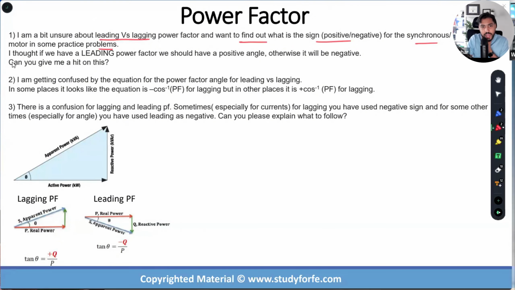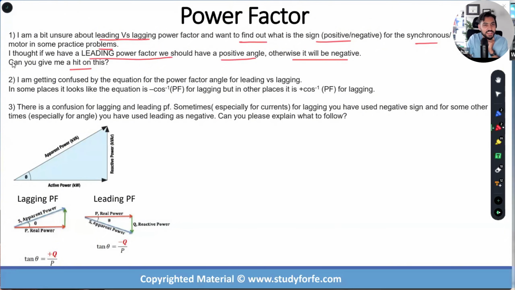So it's probably dealing with some practice problems and wanted to ask about this. I thought if we have a leading power factor, we should have a positive angle. Otherwise, it will be negative. Again, a memorization type of approach, right? Can you give me a hint on this? I think he's asking for a hint.